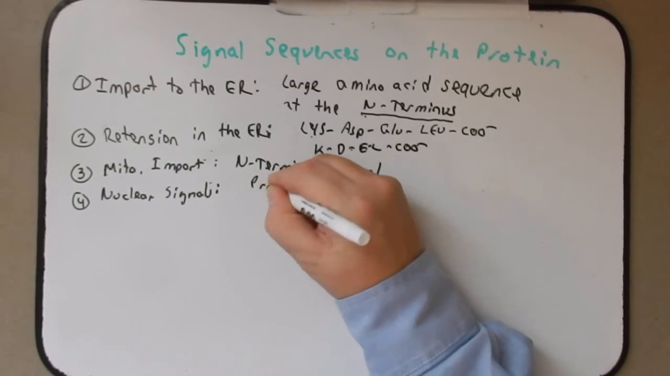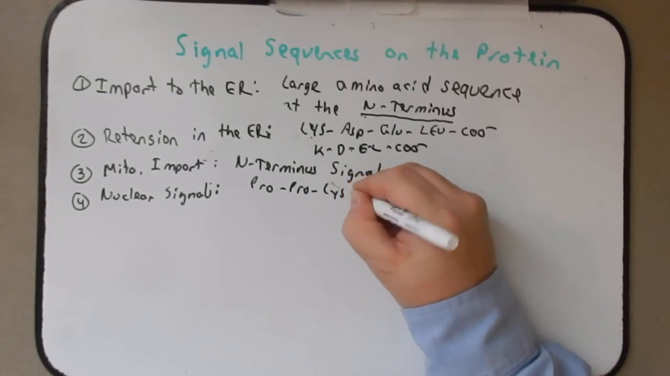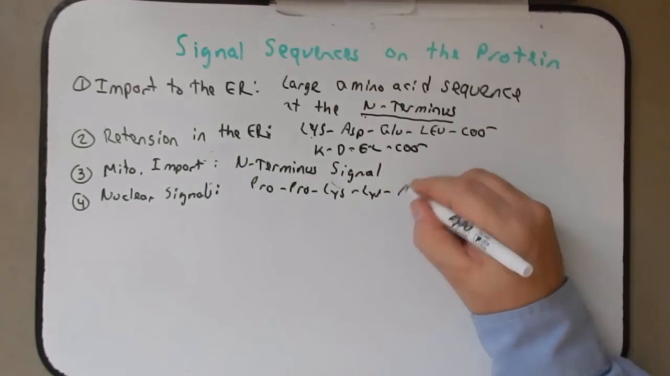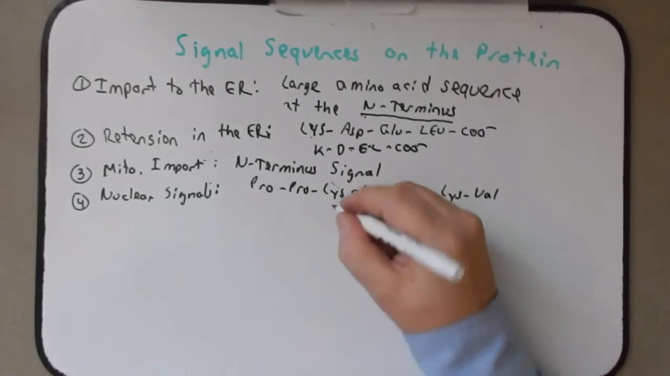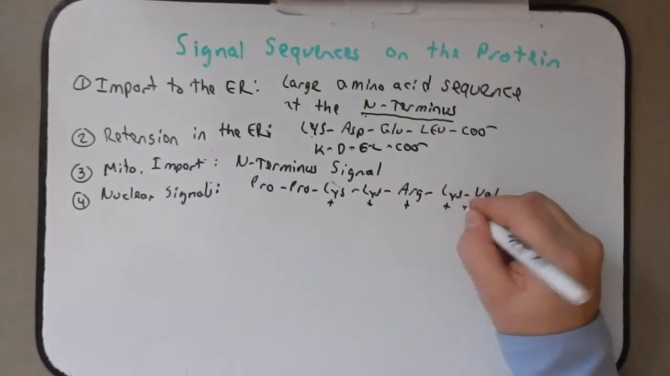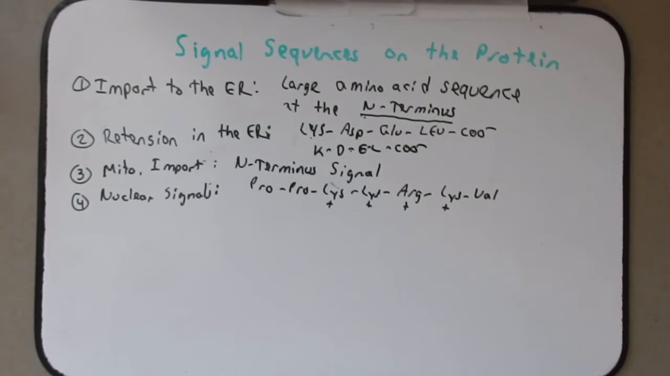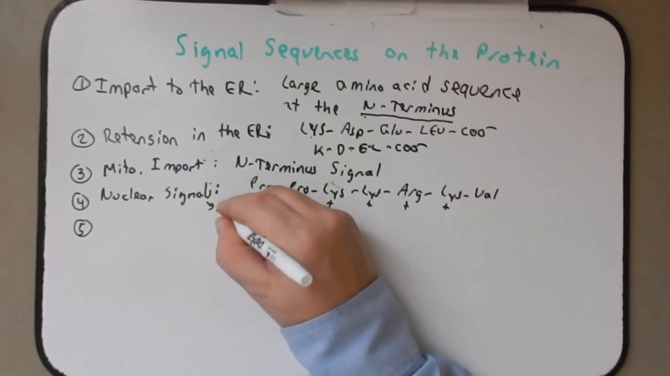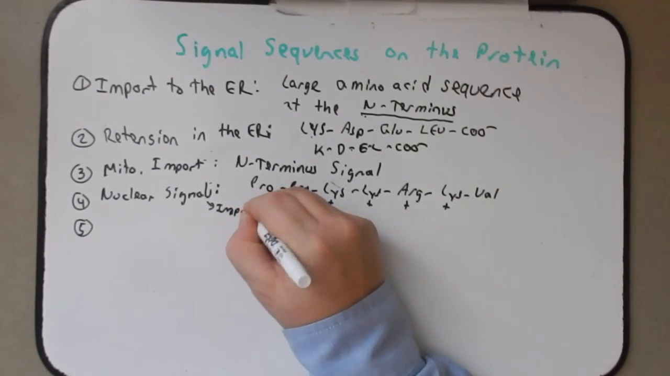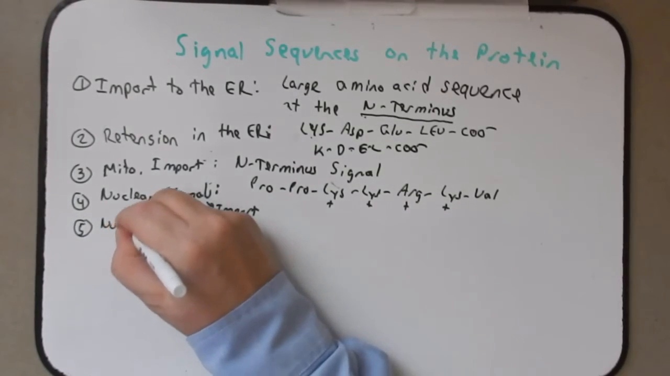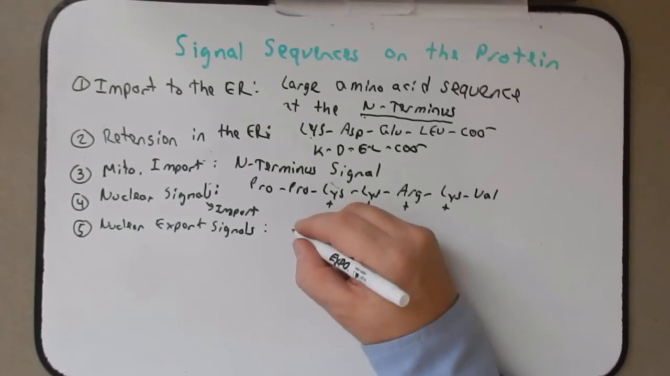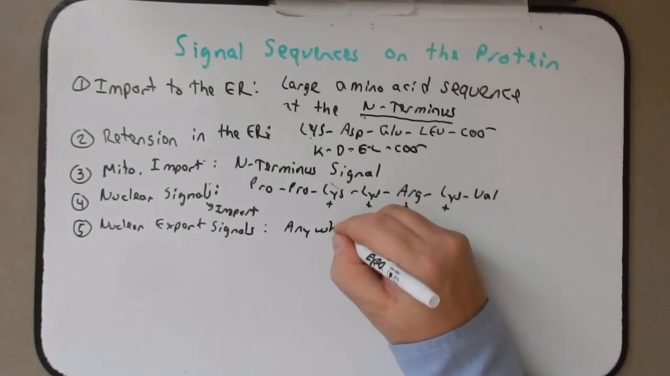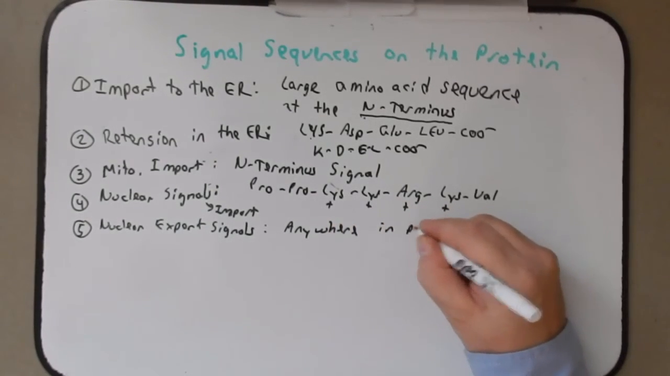And so this is neither N-terminal nor C-terminal, it's just anywhere on the protein. And it's a series of prolines, lysines, an arginine, a lysine, and a valine. So you can see a series of positive charges here, which are important in the process of moving a protein into the nucleus. I forgot to mention, this is an import sequence to get the protein into the nucleus. We also have nuclear export signals. They can also be anywhere in the protein. You don't need to remember this sequence.